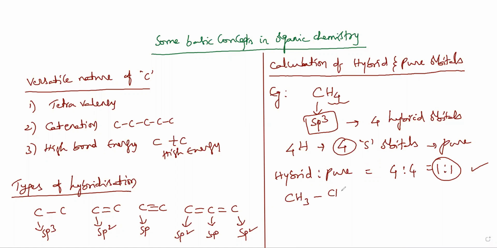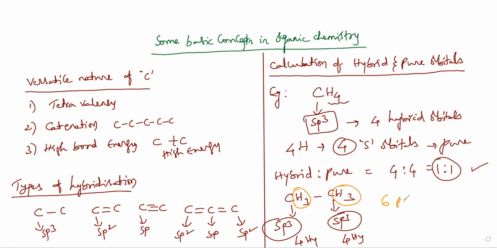Similarly, if you consider CH3-CH3, ethane. Here also carbon is sp3 hybridized, this carbon is sp3 hybridized. So here carbon produces 4 hybrid orbitals, here also carbon produces 4 hybrid orbitals. So total hybrid orbitals 8. Then if you consider hydrogens, here 3 hydrogens, here 3 hydrogens. All 6 hydrogens are producing 6 pure s orbitals. So hybrid is to pure. Hybrid 4 plus 4, 8, pure 6. That means 4:3 ratio.